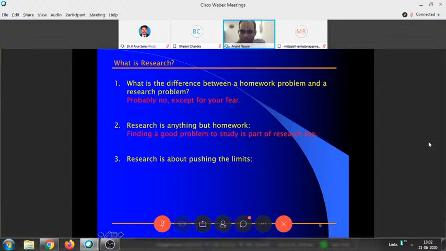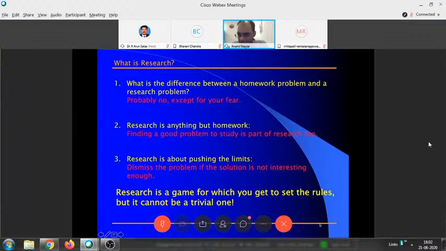So research is about pushing the limits, and you dismiss the problem if the solution is not interesting enough. And research is a game. Let me tell you, everybody, it's a game for which you have to set the rules, but it should not be trivial. You are the game player. You are the game changer. You are the winner or you are the loser.